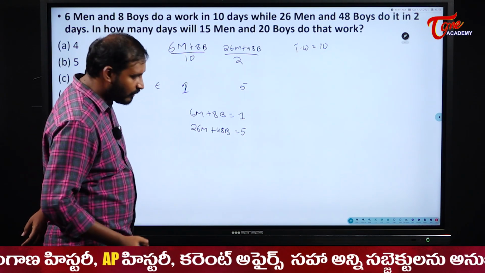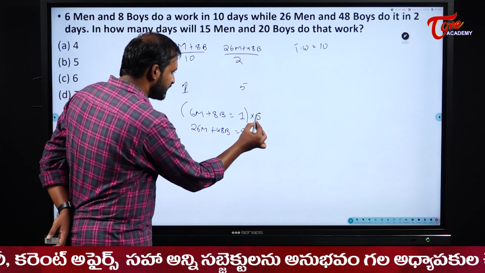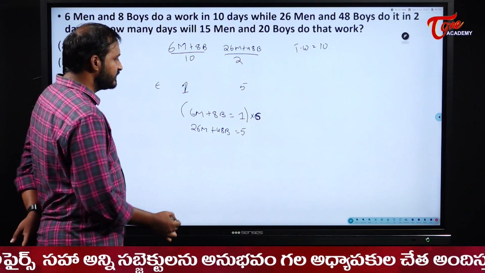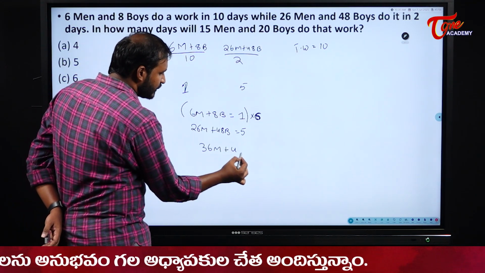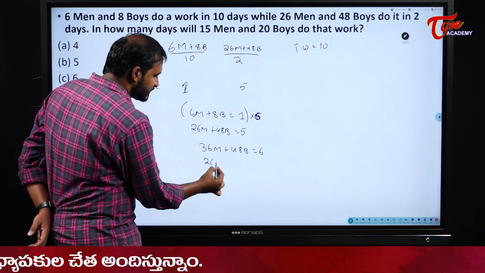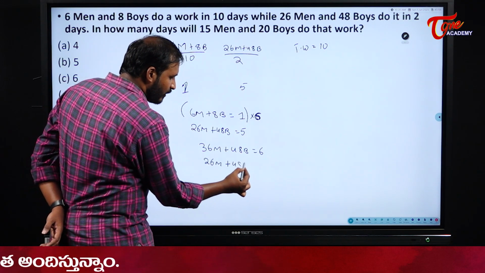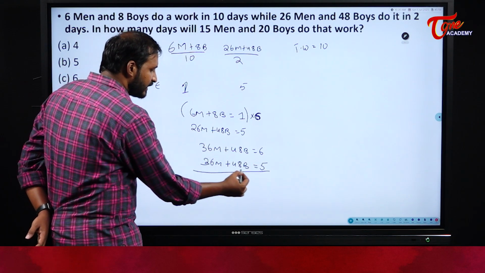5. Now what I can do here students, I will multiply this with 6, 8 6s are 48. So what happens to this? 36 men plus 48 boys is equal to 6. From this, 26 men plus 48 boys is equal to 5. I am writing this equation directly. So subtract these two.